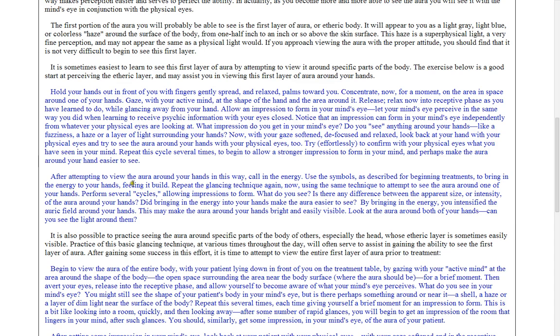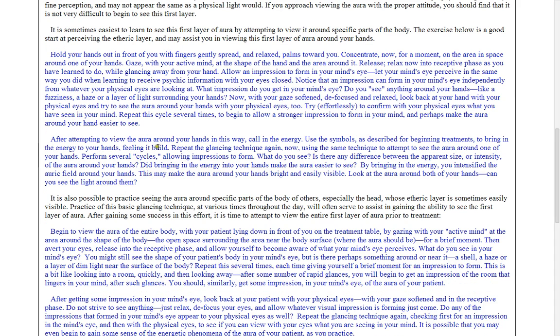Use the symbols as described for beginning treatments to bring in the energy to your hands, feeling it build. Repeat the glancing technique again, now using the same technique to attempt to see the aura around one of your hands. Perform several cycles, allowing impressions to form.